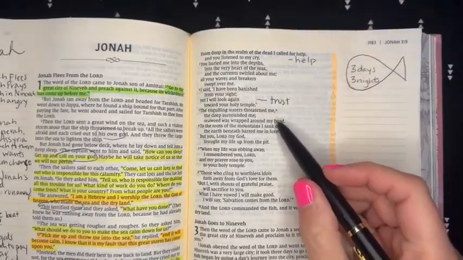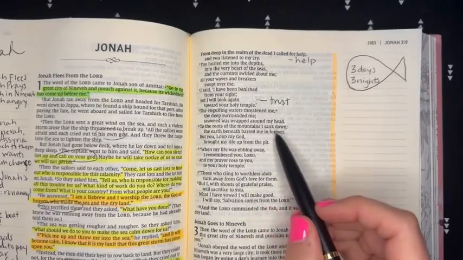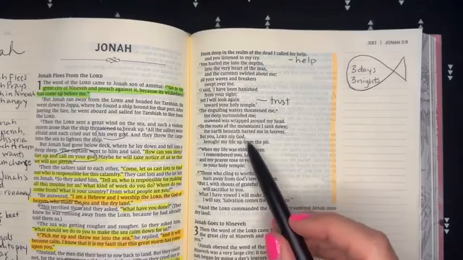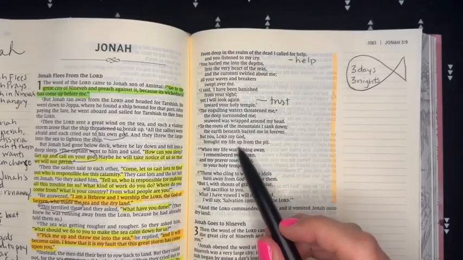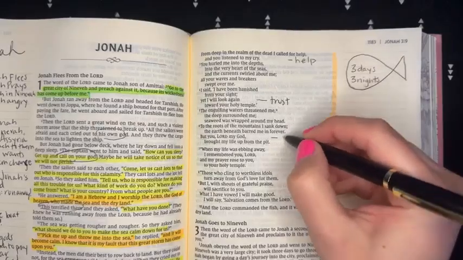Okay, the engulfing waters threatened me. The deep sea surrounded me. Seaweed was wrapped around my head. To the roots of the mountains I sank down below. The earth beneath me barred me in forever. But you, my Lord, my God, brought my life up from the pit. He is giving him credit.